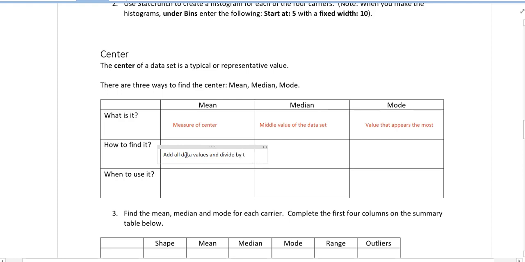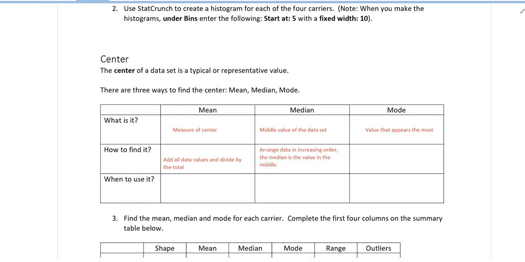Divide by the total. The median is the one where you have to arrange them, put them in order, and then find the middle. So we can say, arrange in increasing order, and then the median is the value in the middle.